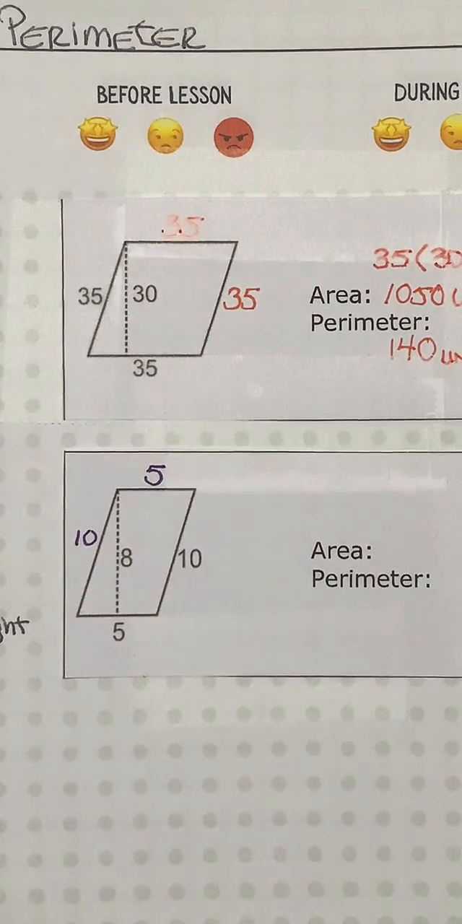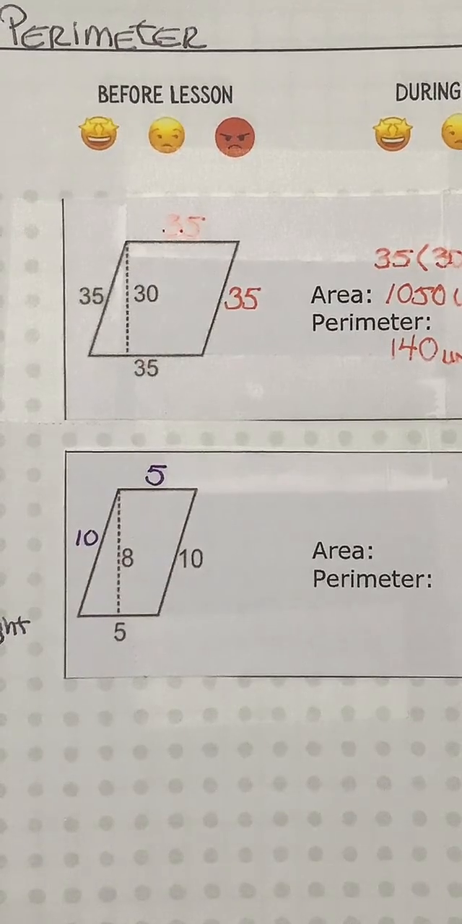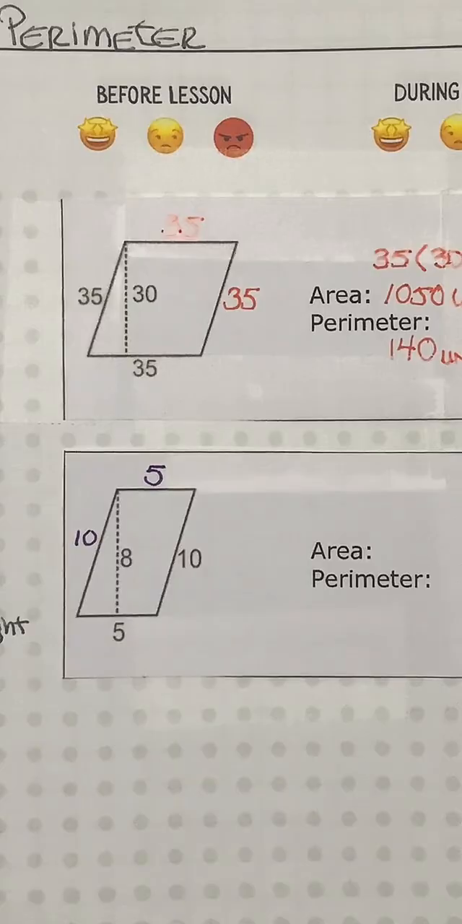Okay. Hey, Pog. So you're saying that perimeter is 30 and the area is 40? Okay, do we all agree or do we disagree?